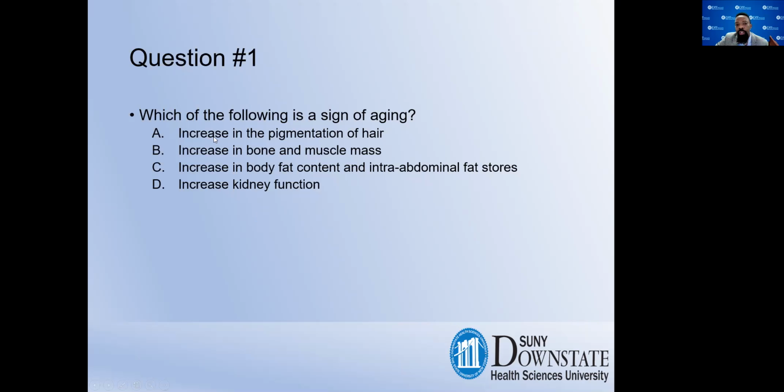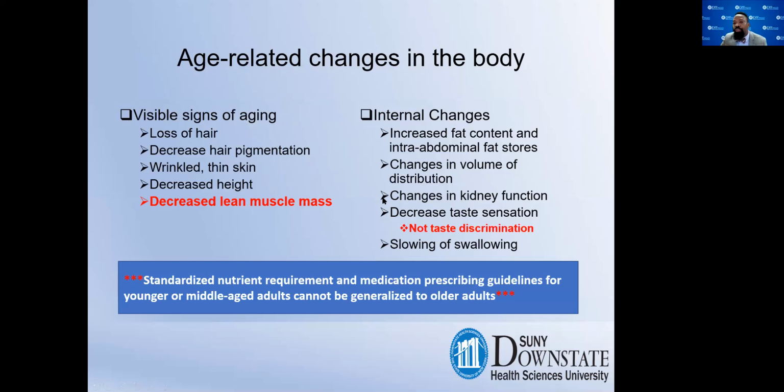So in the older adult, there's a decrease in pigmentation of the hair. There's a decrease in bone and muscle mass, skeletal muscle mass. The term is sarcopenia. D, there's a decrease in kidney function. So the correct answer is C, increase in body fat content and intra-abdominal fat stores. And that's important because those age-related changes have implications.